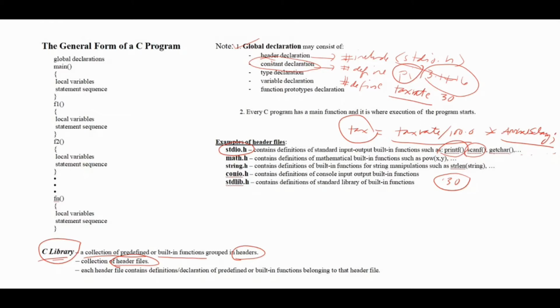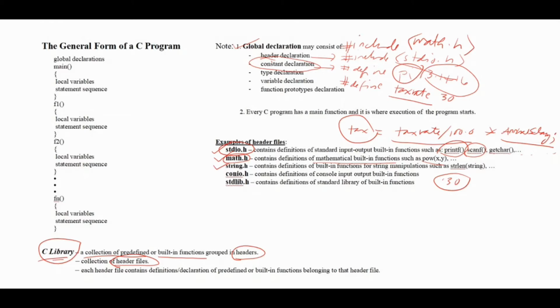Aside from stdio.h, we also have header files such as math.h. So this contains the mathematical built-in functions such as pow, cosine, sine, tangent, cotangent, square root, and many others. Okay, so if you're going to use those built-in functions for mathematical computations, then you need to include math.h. Okay, so you would say in your program, #include <math.h>.